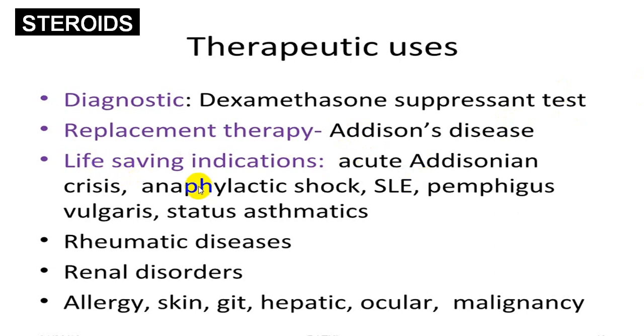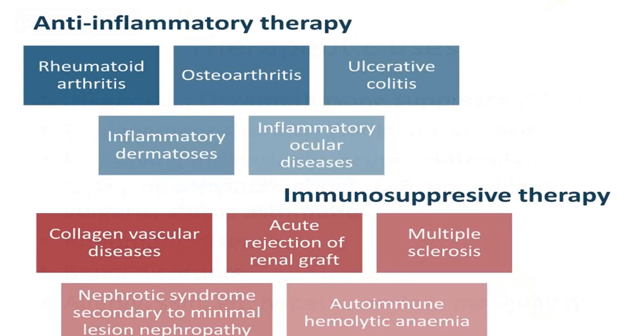acute Addison's crisis, anaphylactic shock, SLE, pemphigus, status asthmaticus, in some of the rheumatic diseases, particularly rheumatoid arthritis, some of the autoimmune renal disorders, particularly nephrotic syndromes, allergic conditions in skin, GI tract, liver, autoimmune hepatitis, autoimmune disorders of the eye, and some of the malignancies. These are the uses. I am not going into detail. We will go through them separately when we do the chapter on steroids.